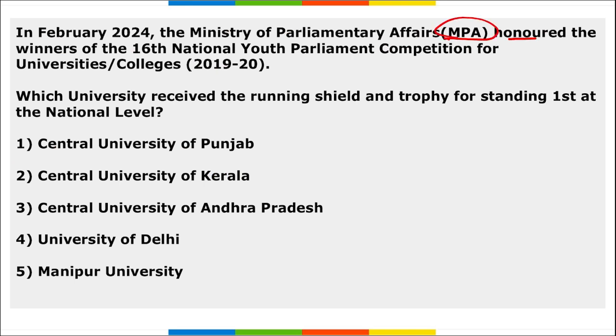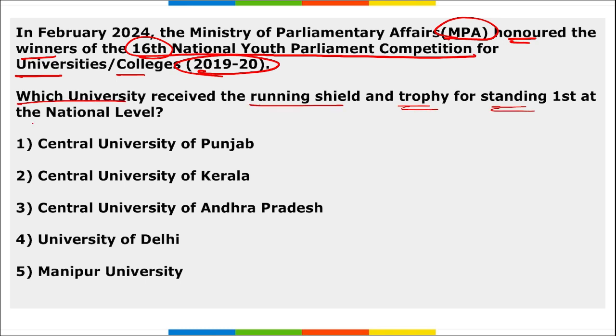Next, Ministry of Parliamentary Affairs honored the winners of the 16th National Youth Parliament competition for universities or colleges for 2019 to 2020. Which university received the running shield and trophy for standing first at the national level? It is Central University of Punjab, right? Central University of Punjab. They have recently received the running shield and trophy for standing first at the national level. The prize distribution ceremony was held at the Parliament House complex in New Delhi, and the awards were presented by Arjun Ram Meghwal ji.